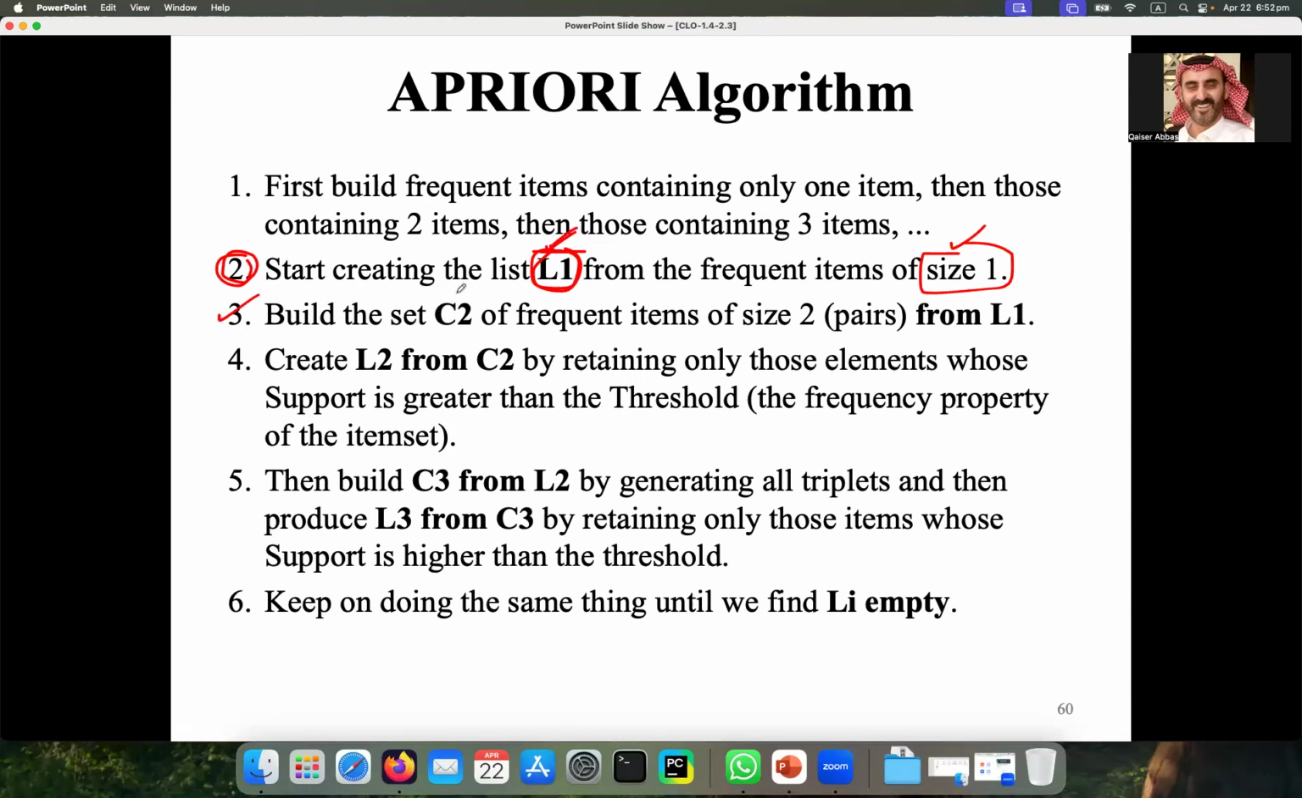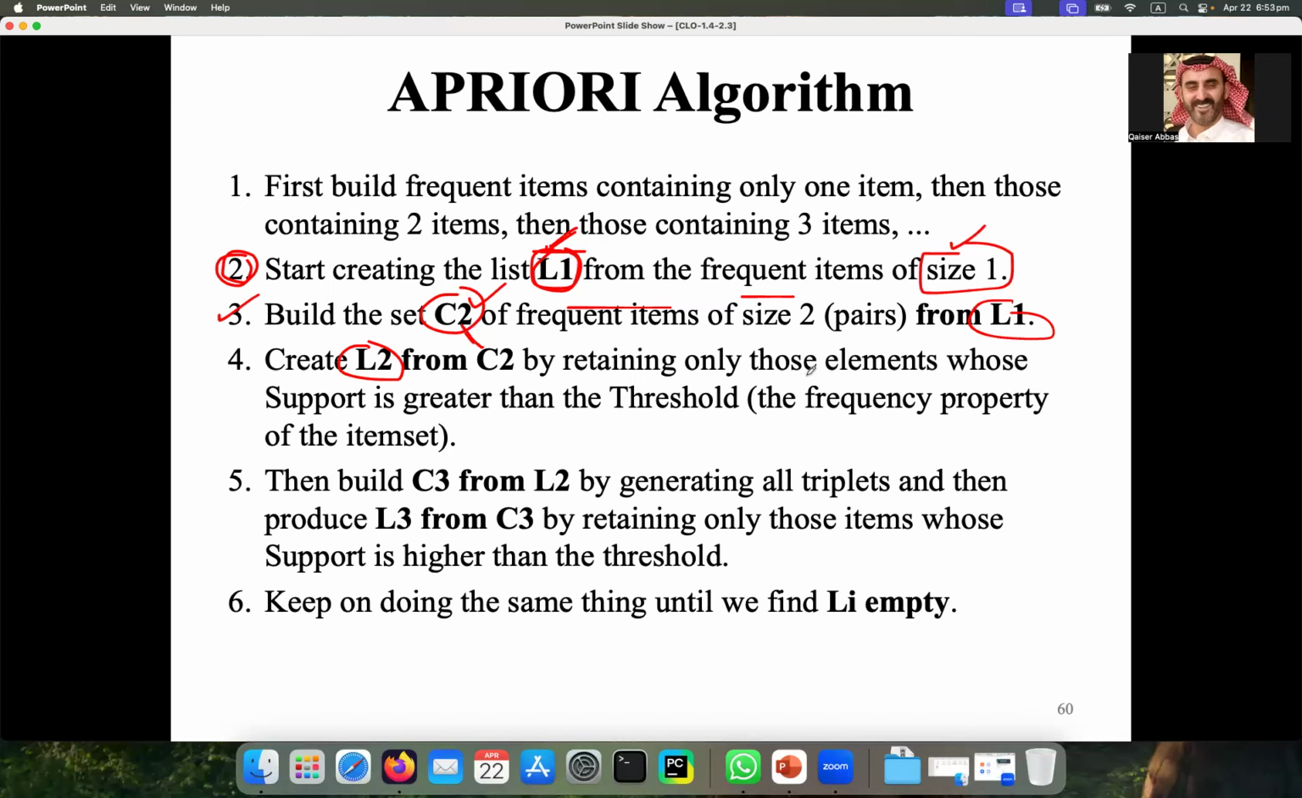Okay, now in step 3, list L1 is ready. Now from the list L1, you will create a set C2 of two items together, of pairs. C2 of frequent items of size 2, which means now you will keep two items together in this set C2, and you will create this set from the list L1 that you created in the previous step. Now from the set C2, you will create another list L2, which will again contain the pairs, but with the frequency.